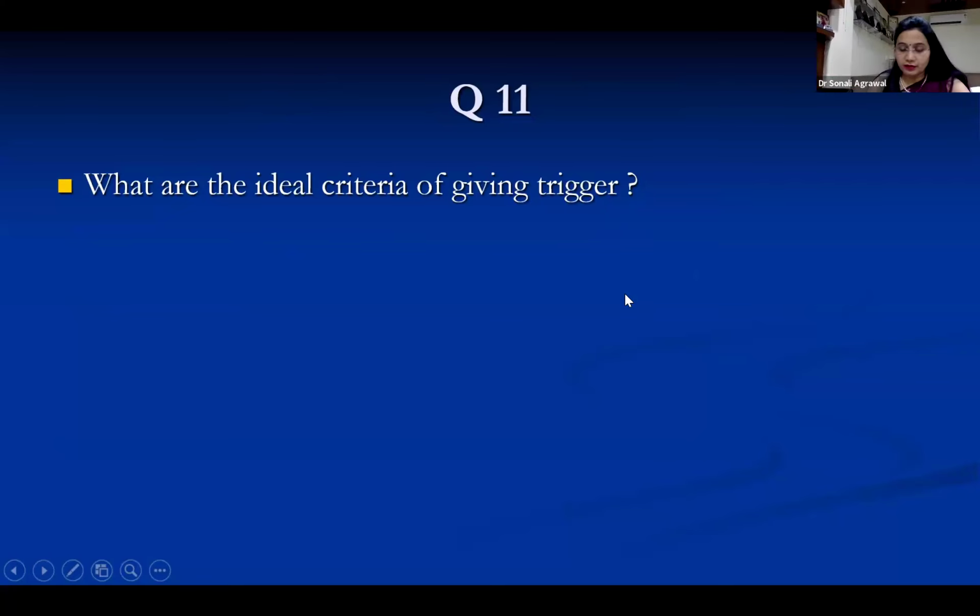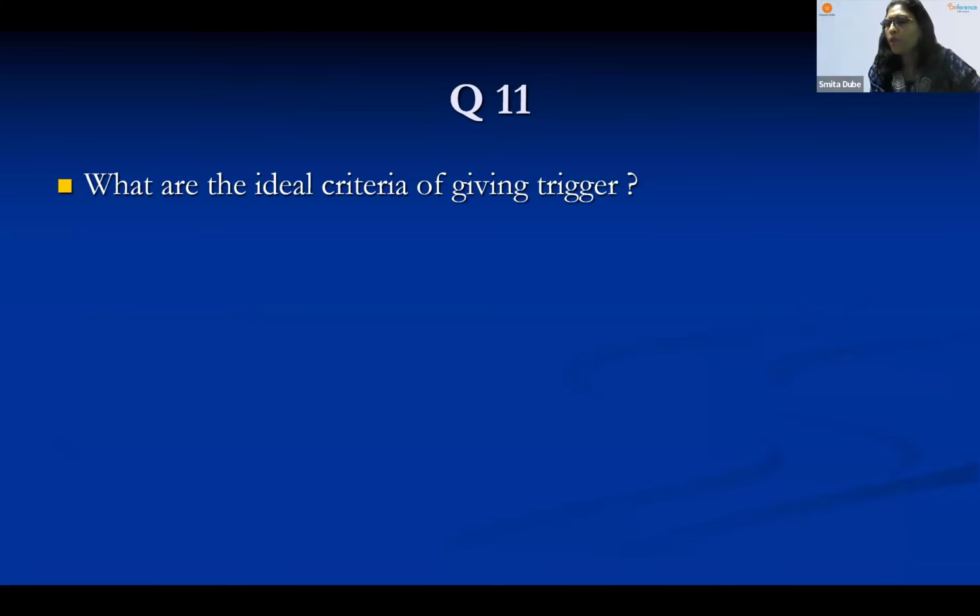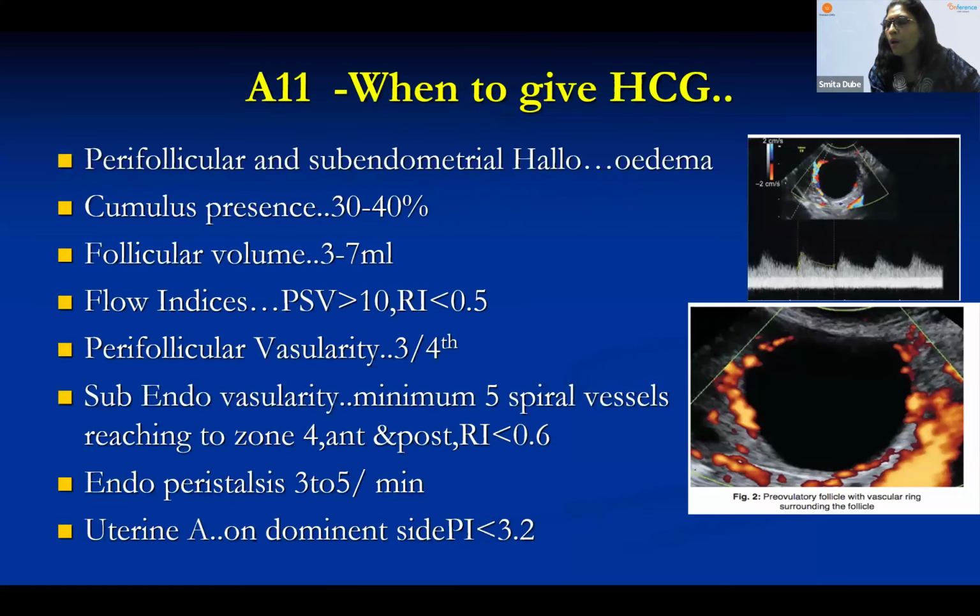So Dr. Smita, what are the ideal criteria for giving the trigger? Like when you are confident this patient is ready, all the criteria for giving the trigger. When the follicular fluid and the endometrial halos and edema are seen, when the blood flow around the follicle is 3/4, the blood flow is covering 3/4 of the follicle. When the RI is less than 0.5 and PSV is more than 10.